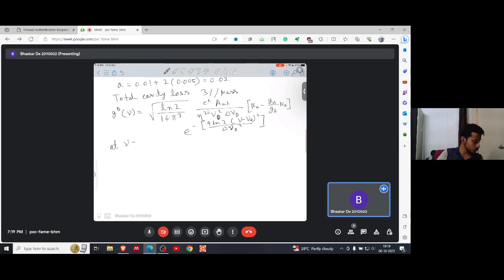So at nu equal to nu_D, G_D(nu) equal to root over ln2 by 16 pi cube, c square by nu_D square, A_ul by delta nu_D.